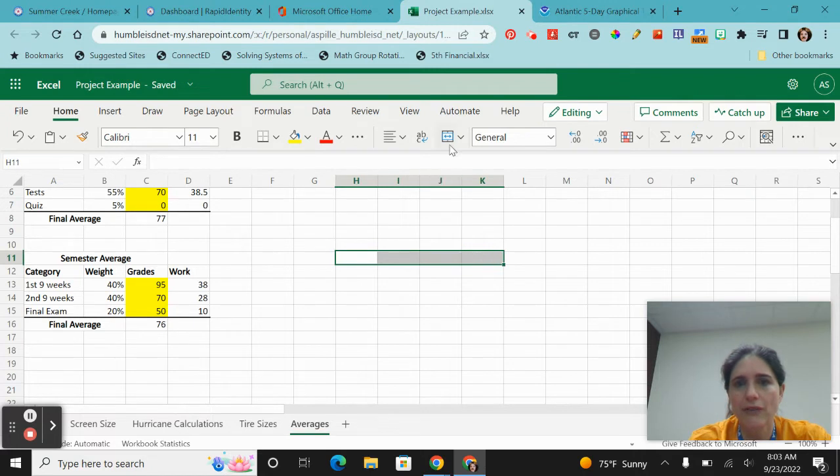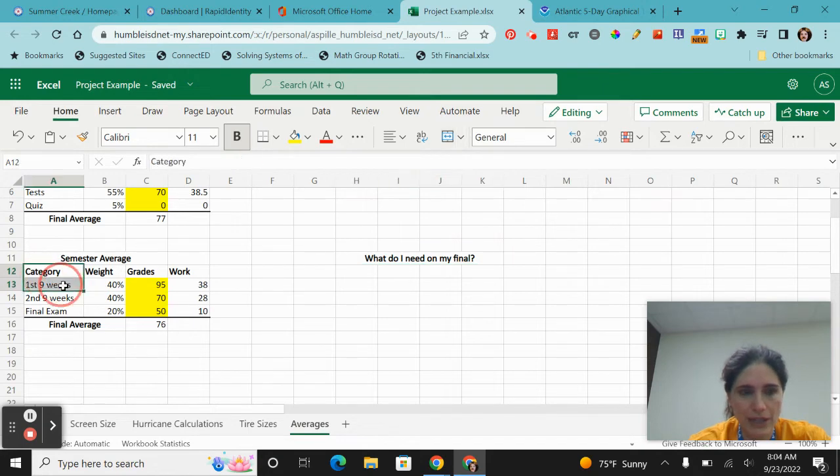I'm going to merge and center four of them. What do I need on my final? Okay. So now, instead of having these three as my inputs, so before I had my first 9 weeks grade, my second 9 weeks grade, and the final exam grade, what I want now is the first and second 9 weeks, because I know those. What I want to know is what I need to make on my final. So I'm going to copy this table, but not all of it. I'm just going to copy these two, the headings and then the first two lines.